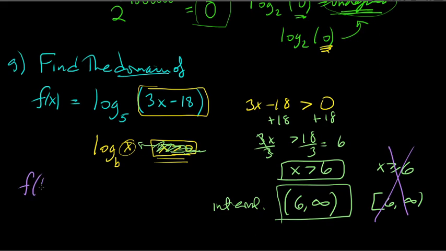Because what happens if we plug in 6? Well, you can check, right? You get the log of 0. You get 3 times 6 minus 18.